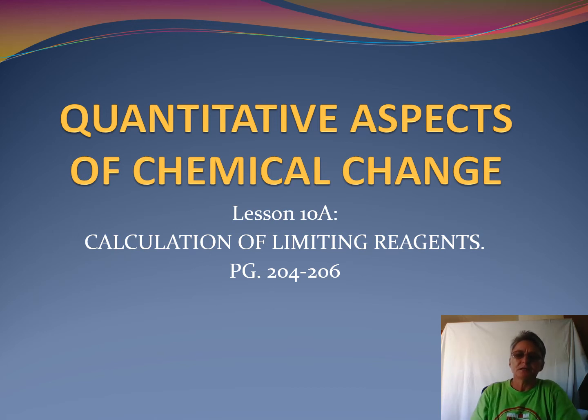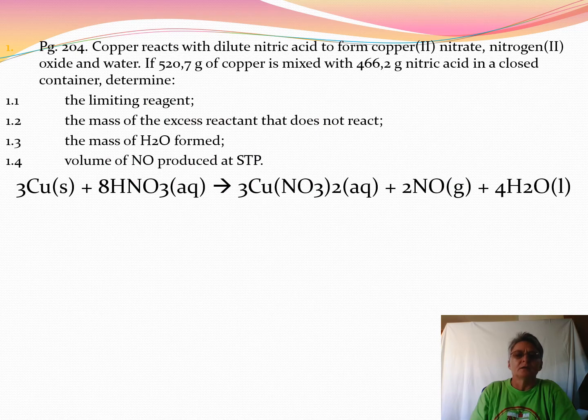Welcome back. This is lesson 10a, where we are going to calculate limiting reagents by using the examples in the textbook. On page 204, copper reacts with dilute nitric acid to form copper(II) nitrate, nitrogen monoxide, and water. If 520.7 grams of copper is mixed with 466.2 grams of nitric acid in a closed container, determine the limiting reagent.